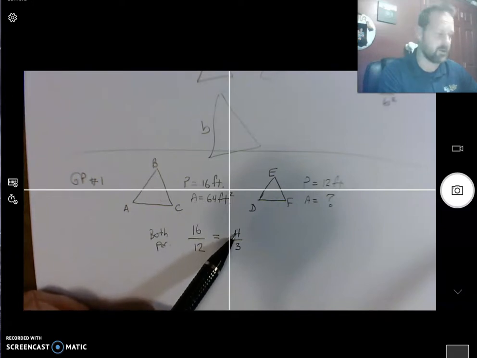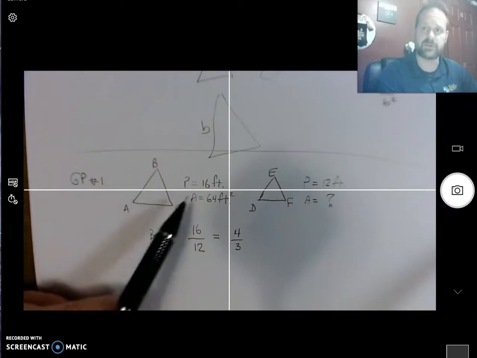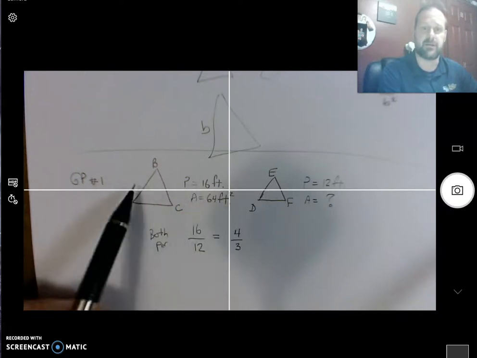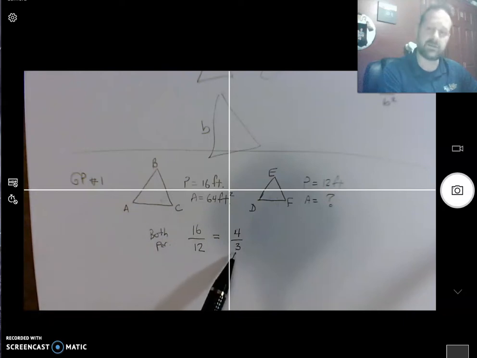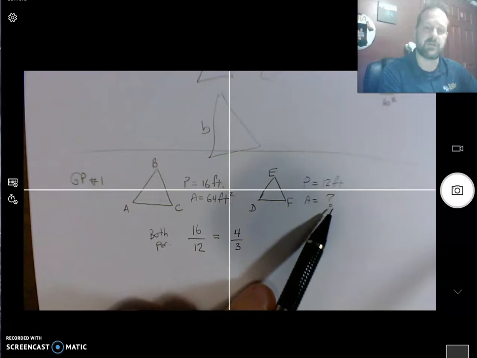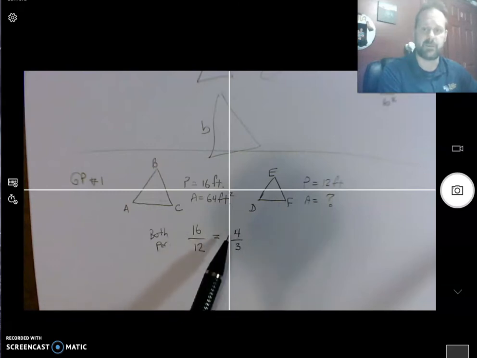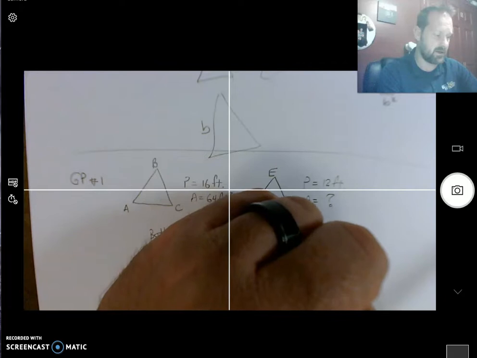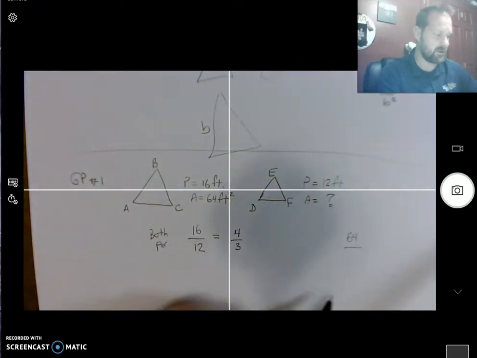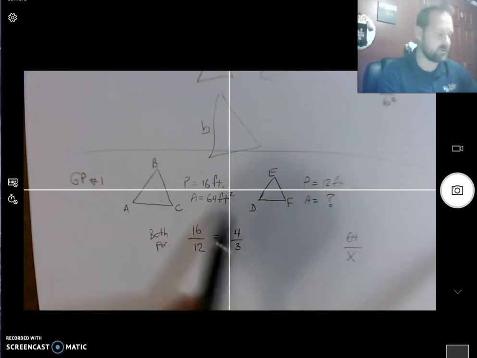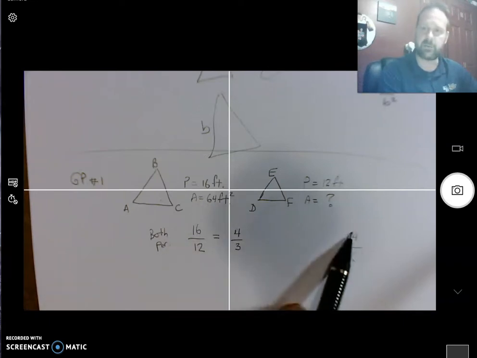That doesn't mean this side length's 4. It just means the ratio of the comparison between this side length to that side length. So based off this information, now I can find the missing area. I'm going to use this and set up a proportion. So I can say, the area of this one over the area of this one, so 64 over x. I'm just setting up a proportion.